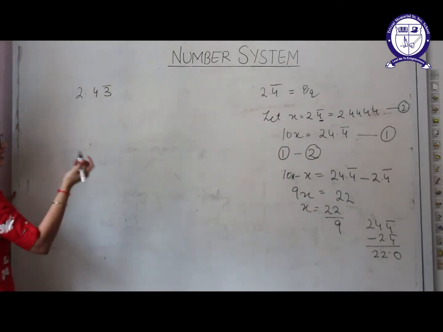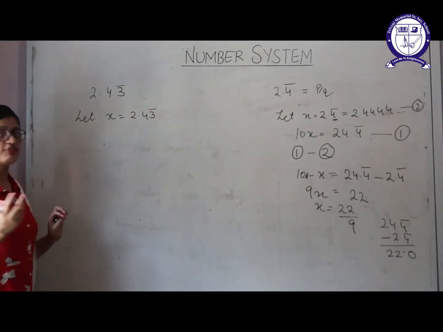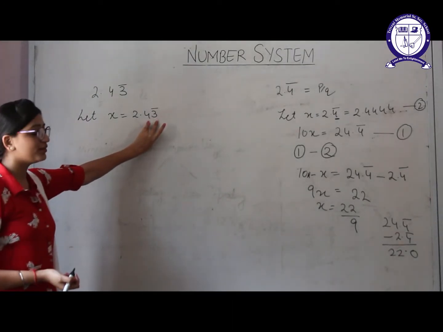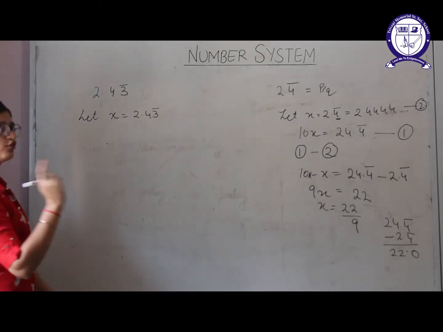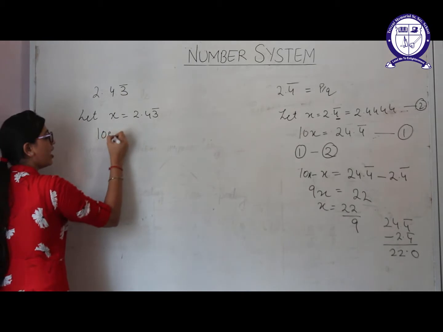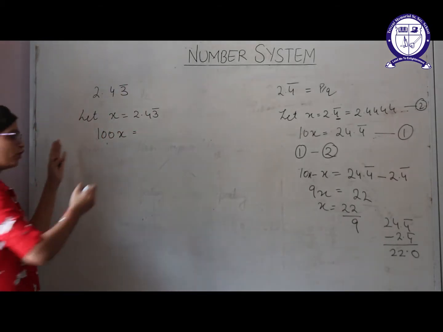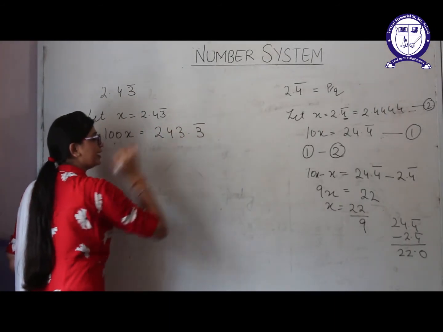So first thing, let x equal 2.43 bar. The first thing is to see the number of digits behind the decimal. There are 2 digits, so we are going to multiply it by 100. It will be 100x, and 2 digits will come forward, that is 243, and the 3 bar will remain the same.